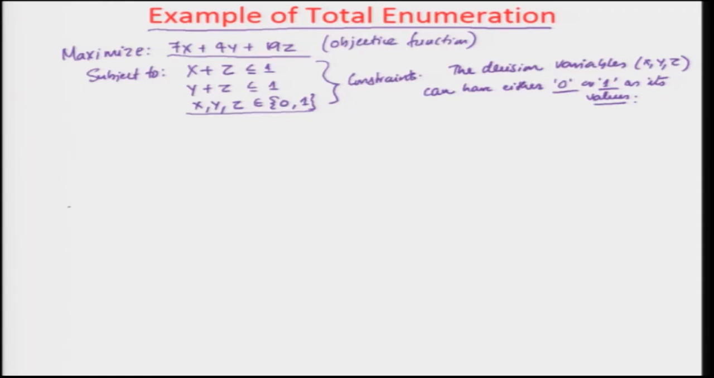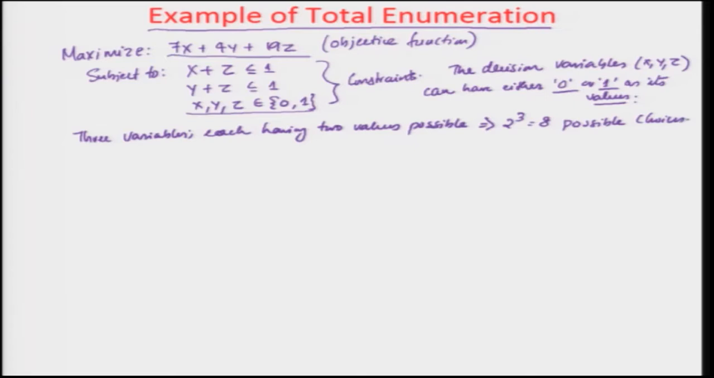So, since there are three variables, how many possibilities are there? Three variables, each having two possible values, which gives you 2 to the power of 3, 8 possible choices. This is manageable. So, what are the possible choices?